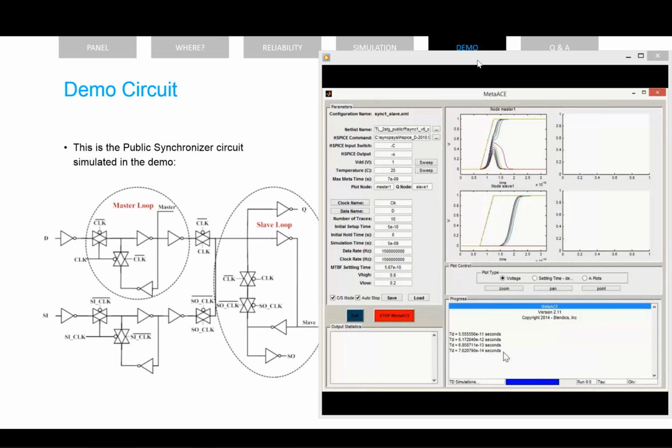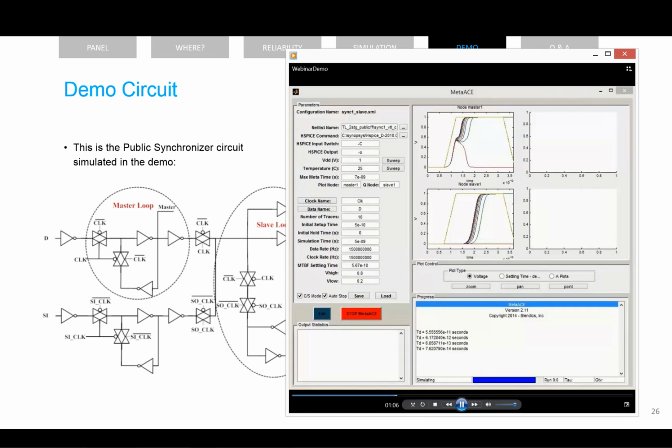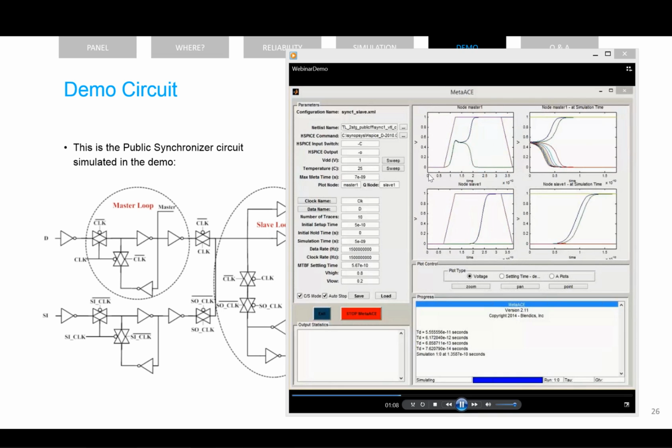As MetaACE is running, it's showing output plots so you can watch the progress, and also so you can see that everything's looking okay. On the left side, we're seeing the overall view from the start of simulation. We're looking at two different nodes here: the output of the slave on the bottom, the output of the master on the top. From the beginning of simulation, you see a rising clock, you see the master starting to go metastable. The slave isn't doing anything very interesting here, it's essentially just filtering the master at this point.